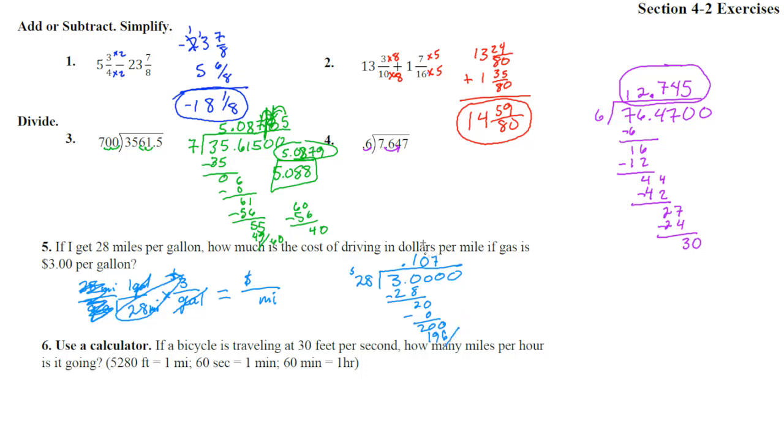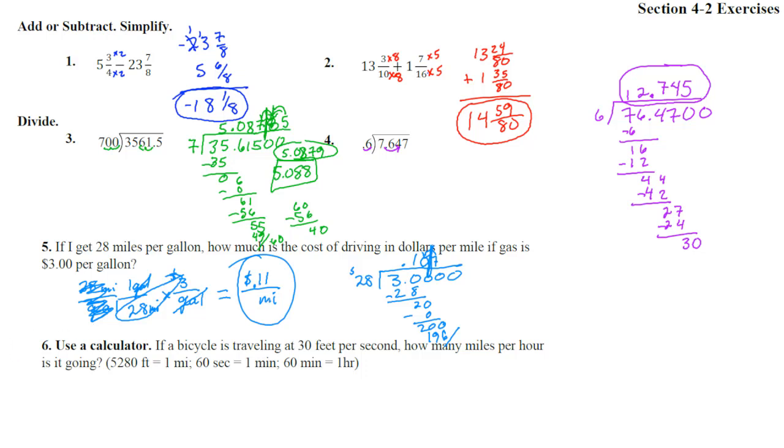Good deal. Now notice we're getting dollars, so we're going to try to round right here. So we look at the 7, that makes it an 11. 11 cents per mile. Good. All right, number 6.